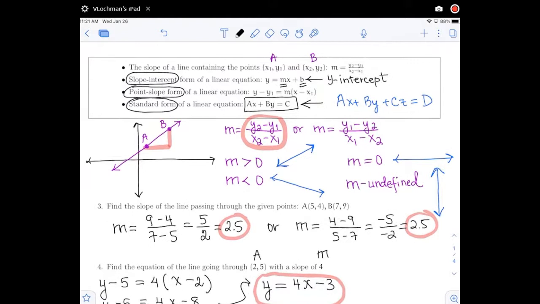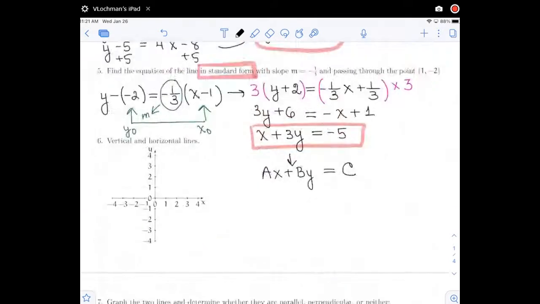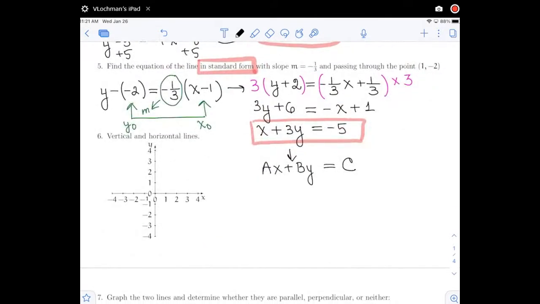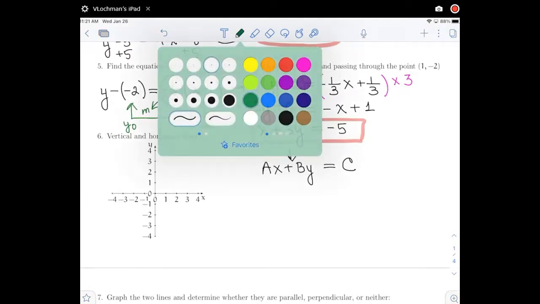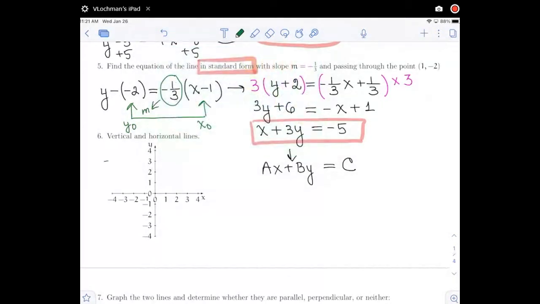Yep, very good. All right, let's go ahead and talk a little bit about vertical and horizontal lines. What do they look like and what are the equations for those? So if I have a couple of horizontal lines, let's say I have this one right here, and let's have one negative, this one right here. So these are my horizontal lines.